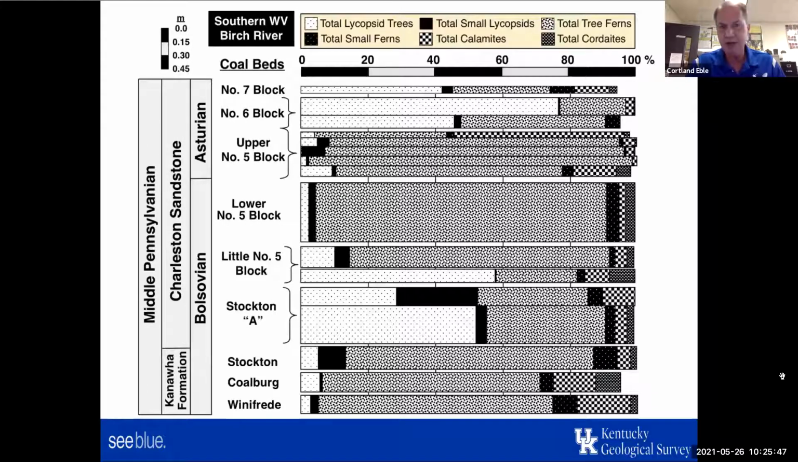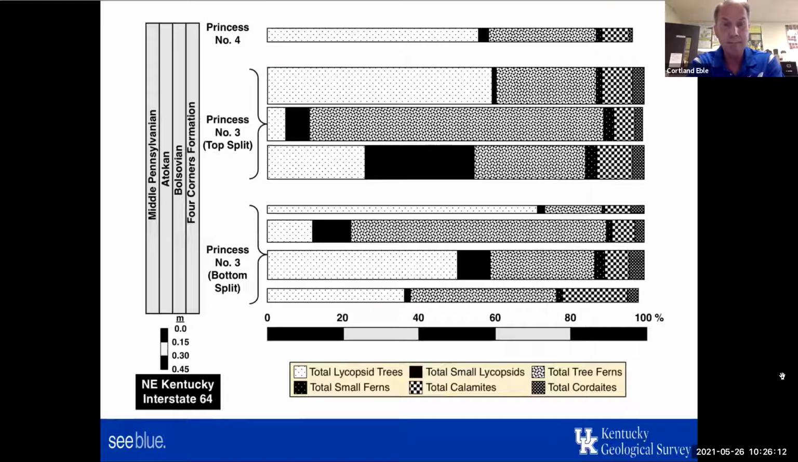Again, the previous slide was from northern West Virginia. This is from southern West Virginia. At the base, we have Bashkirian coals assigned to the Kanawha Formation. But again, the same type of interplay with lycopsid and tree fern spores, and your occasional abundance of cordaite pollen coming in. Next slide. This is from northeast Kentucky. Again, same type of distribution patterns. Next slide.